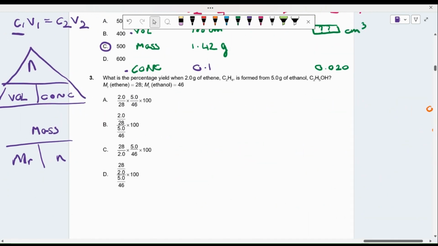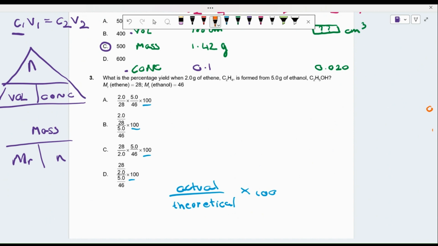Next question, what is the percentage yield? Right, so percentage yield is all about actual over theoretical times 100. So you'll notice that they are all times 100, so we can't narrow it down that way. So let's work out our actual and theoretical.